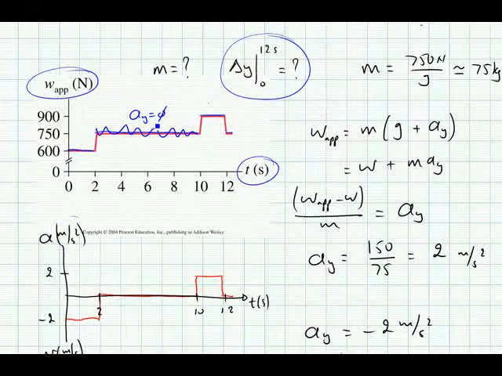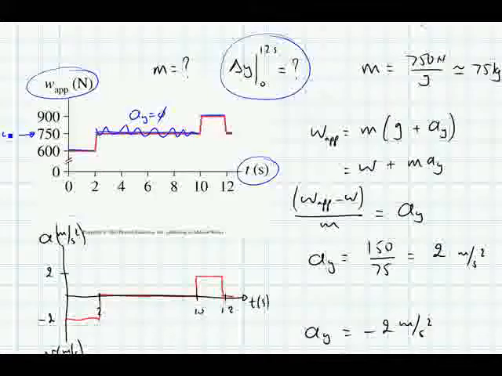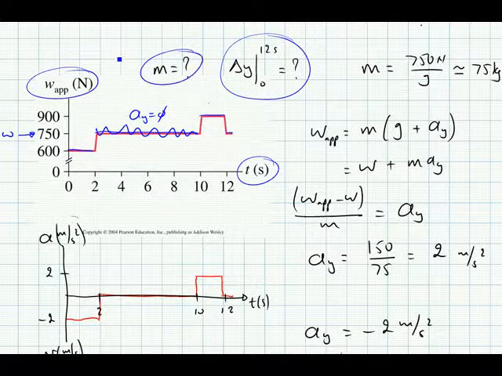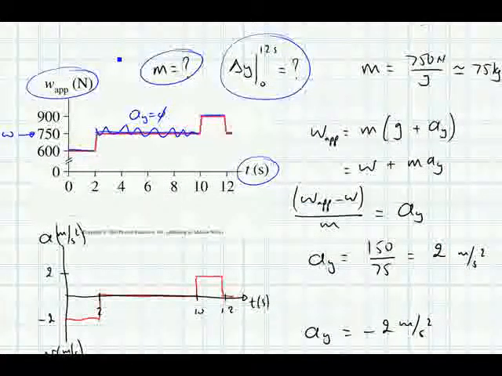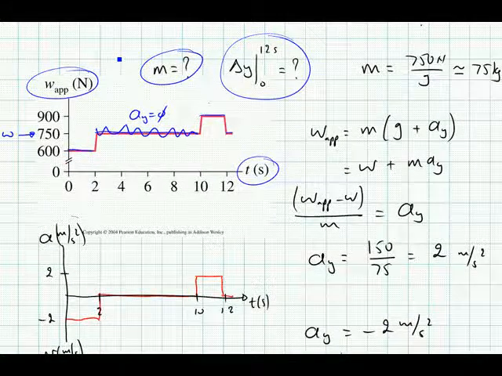It's moving at a constant velocity, so this must be our weight, right? That's mg. So from this information we can go ahead and figure out what the mass of the person is. And are we moving up or down?